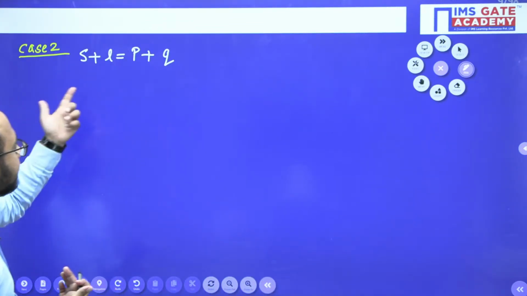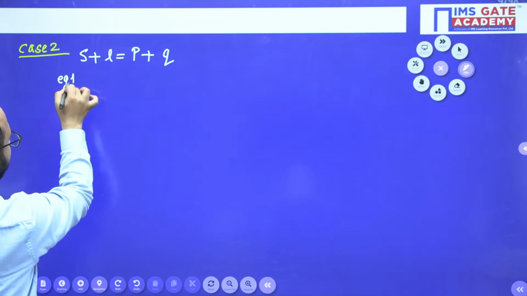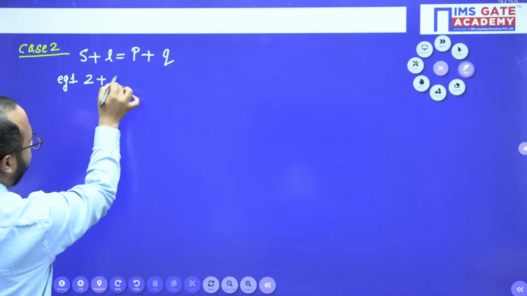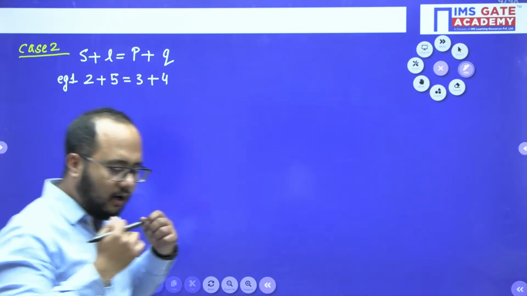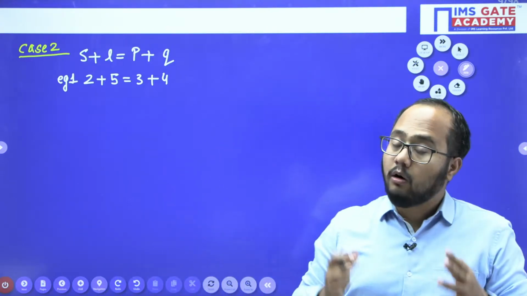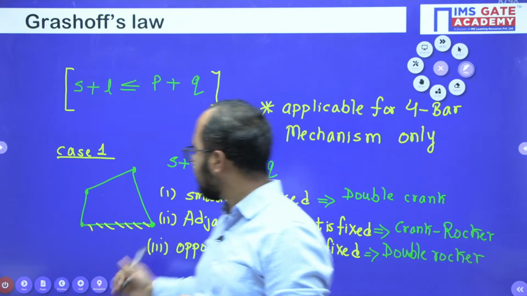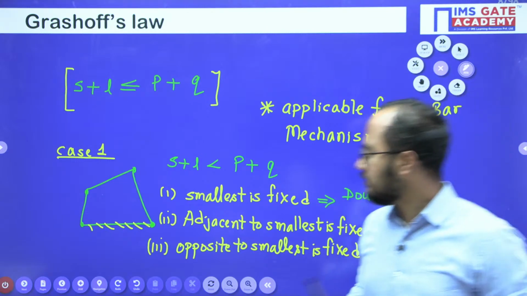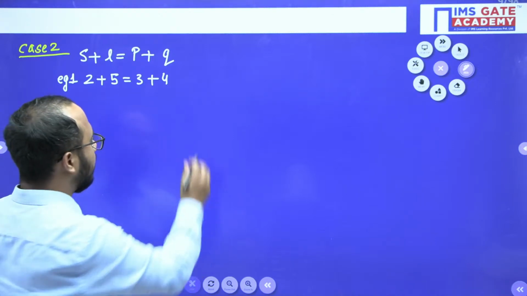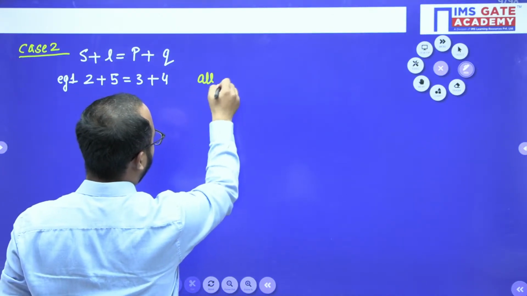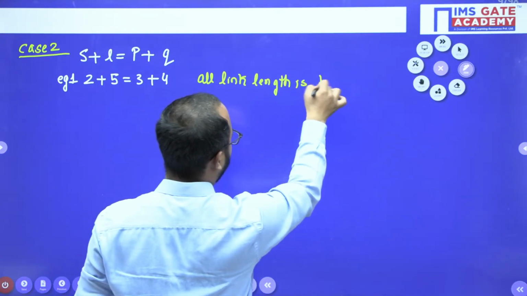Now see, this can be possible in two different ways, right? Let's suppose example 1: if I take 2 plus 5, 3 plus 4, obviously you will get 7, but all the link lengths are different. So if this particular case is there, the previous case 1 will again repeat. How? You have to identify whether all the link lengths are different or not. You should mention here: all link lengths are different.